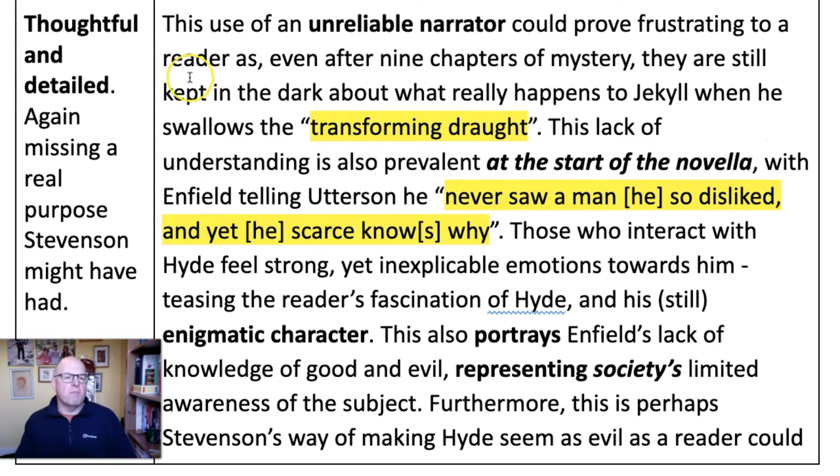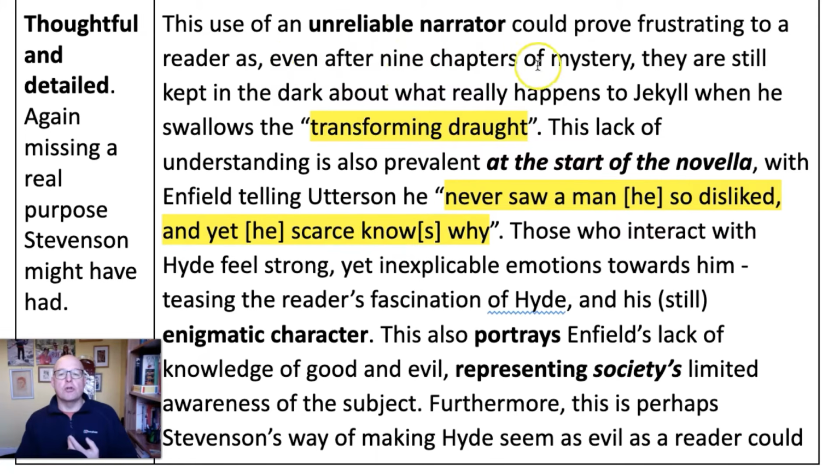In this paragraph, Michael is going to deal with the idea that Jekyll is an unreliable narrator, which is great, but to make it brilliant, he'd really need to link this to Stevenson's purpose. Why does he make him unreliable? The use of an unreliable narrator could prove frustrating to a reader, as even after 9 chapters of mystery, they are still kept in the dark about what really happens to Jekyll when he swallows the transforming draught.